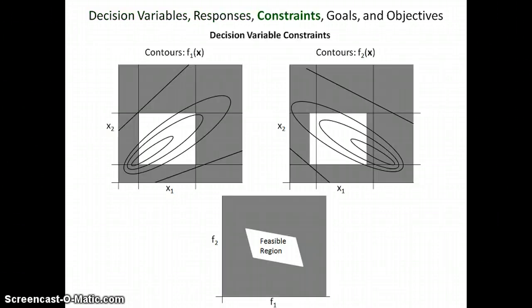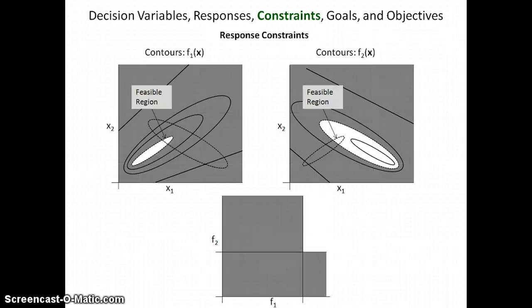Here I'm illustrating decision variable constraints. Decision variable constraints identify a region in decision space that contains acceptable solutions. When a solution satisfies all of the constraints, we call it a feasible solution, and the region where these solutions are found is the feasible region. We can see the effect on the system responses in the bottom plot.